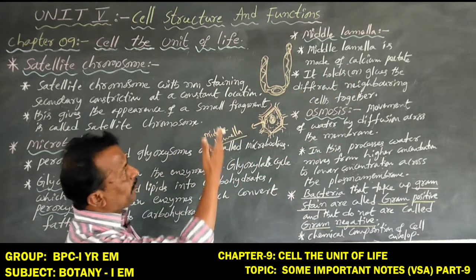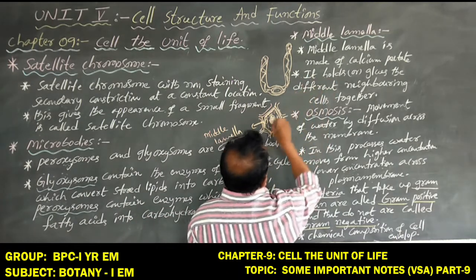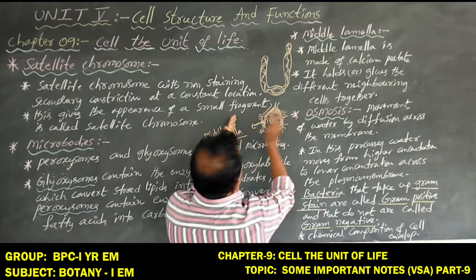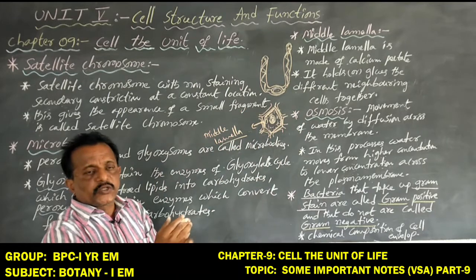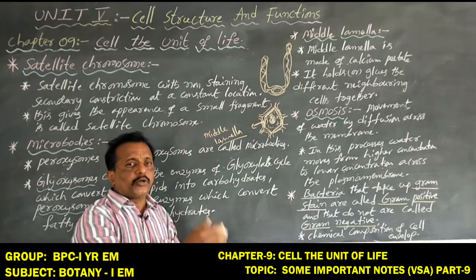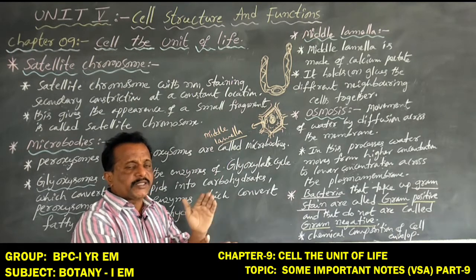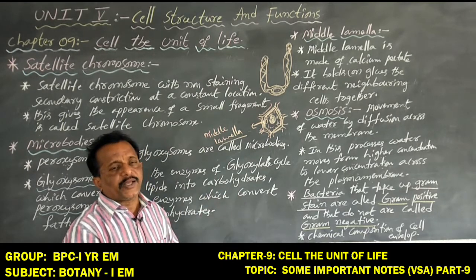What is the importance of middle lamella? So dear students, it holds or glues the different neighboring cells always together. In general, a plant body is made up of a group of cells, or more than two cells. These cells, one cell to another cell, are connected with the help of the middle lamella.